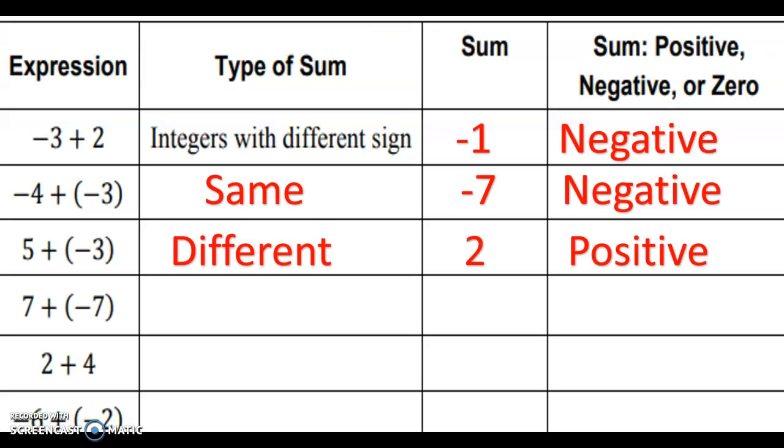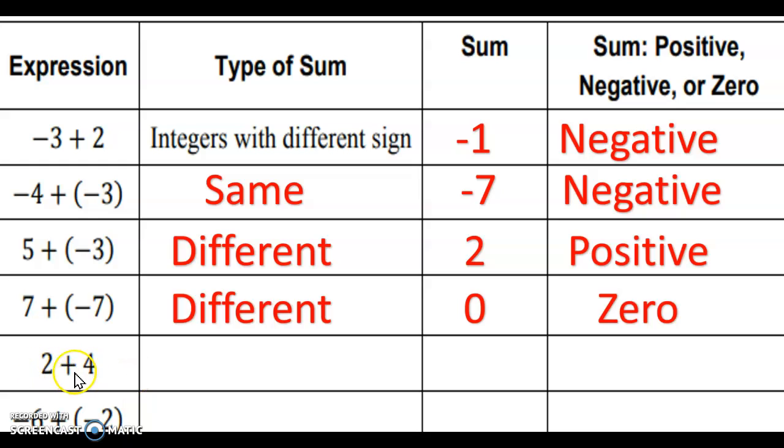All right, so this one again on the paper has different signs. That means we got a 0 because they're opposite. So it's not positive or negative, it's just 0.